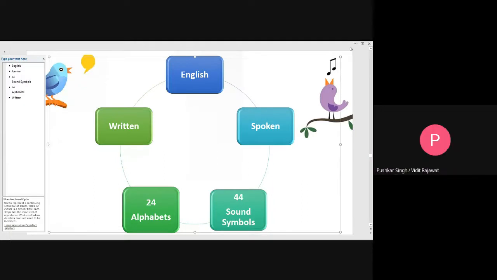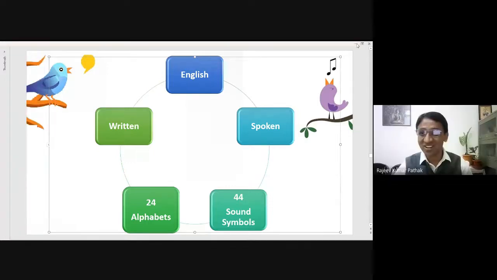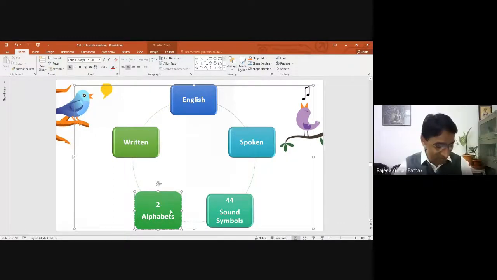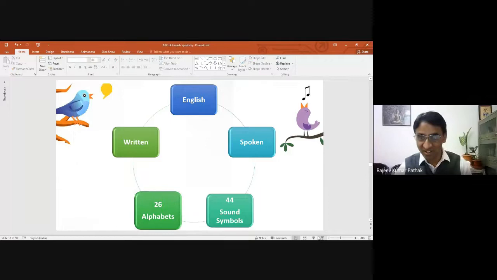Sir, 24, sir. Sir, 24 and sir, two semi vowels. नहीं 26 है ना. सेमी वोवेल क्या, मैं अल्फाबेट की बात कर रहा हूँ. There is a mistake. Okay, sorry, 26. It will be 26. Alphabets 26 हैं. There is a mistake here. आप करेक्ट करिए ना जहाँ मिस्टेक हो तो.